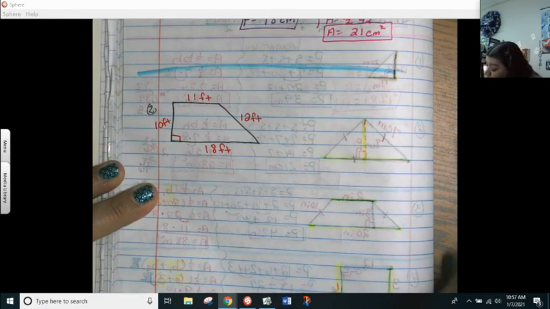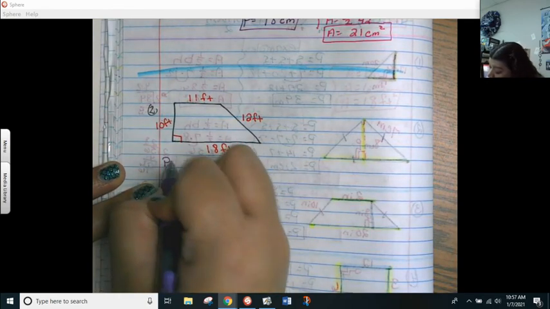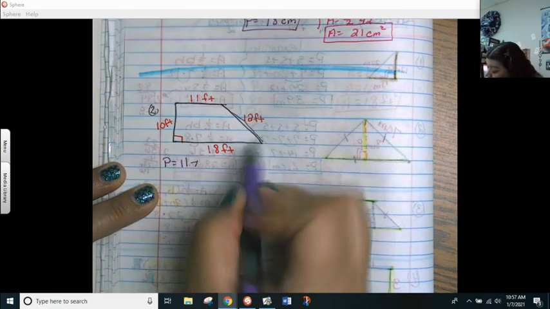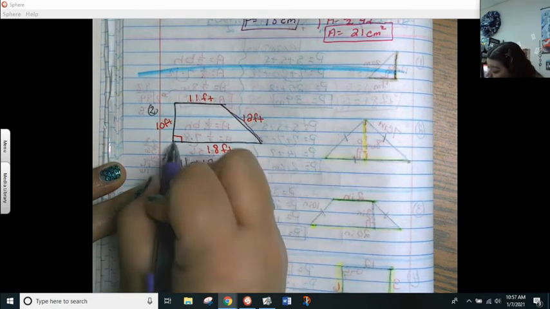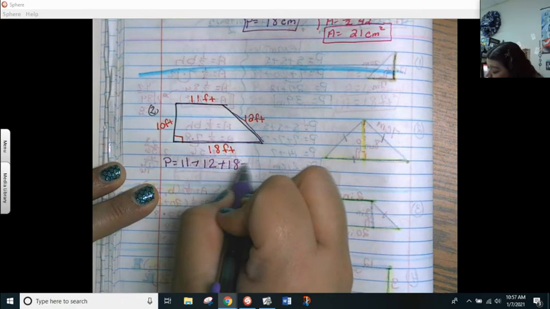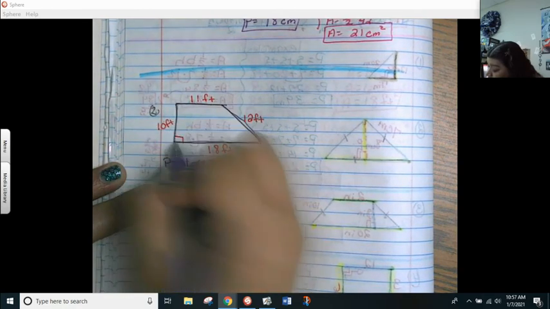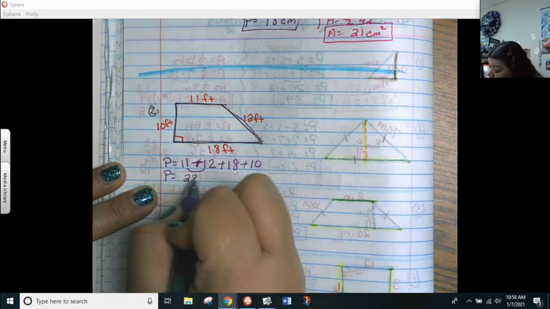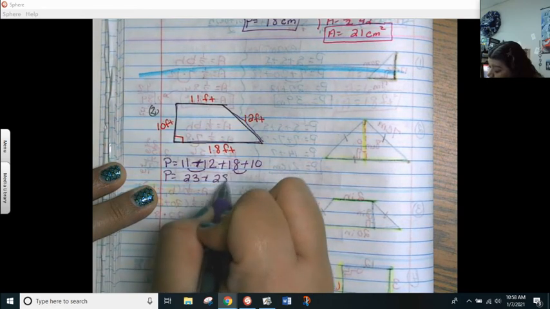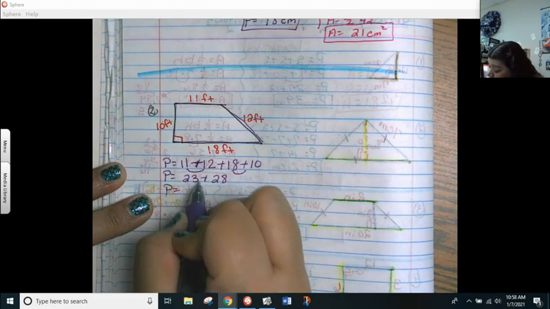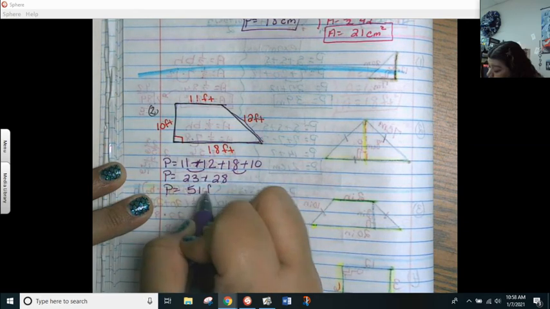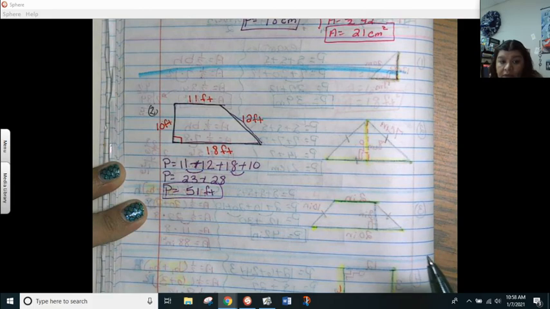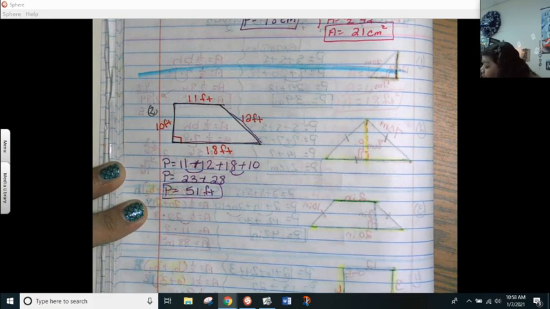All right, let's try the trapezoid now. Okay, so on the trapezoid, I'm going to put it down here. We have 11, 12, 18, and 10. All right, let's add those 4 sides. That's 23, 28, 51. Did y'all get 51? 51 feet? 1, 2, 3, 4. Yeah, 51.